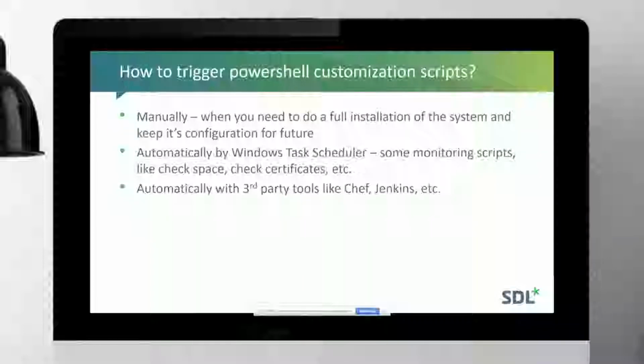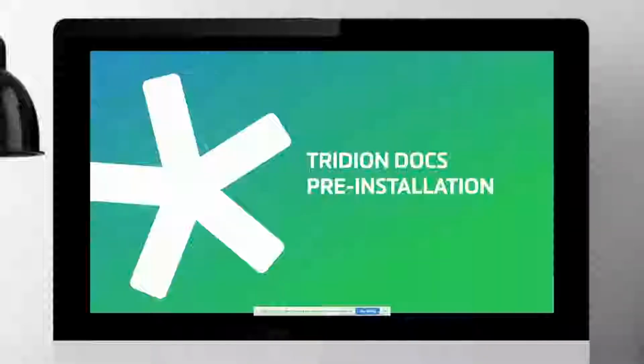So how to trigger PowerShell customizing scripts? You can always do it manually, which is fine when you create your own script, try something, and want to see how it works. But it is better to run it automatically, for example from Windows Task Scheduler, which is the simplest one, or from some third-party tools like Chef, Jenkins, or whatever you want.